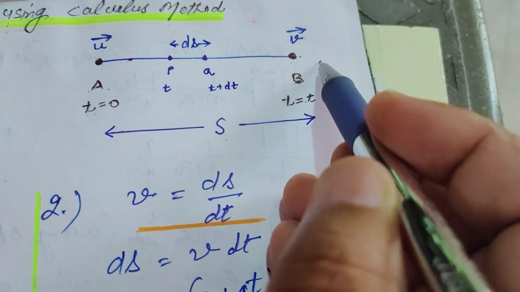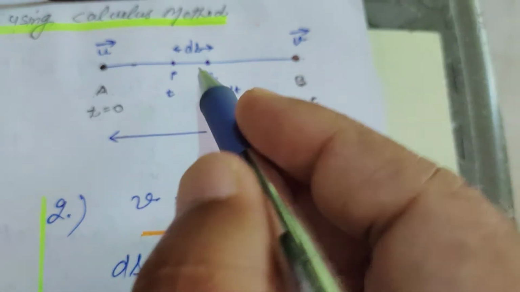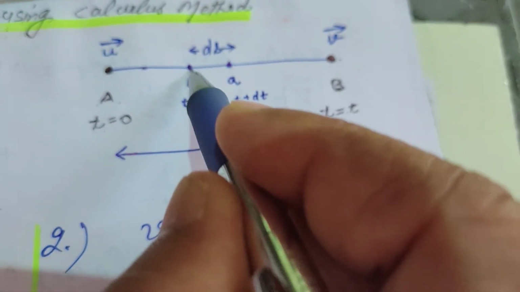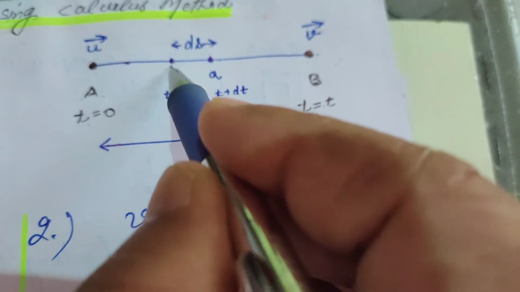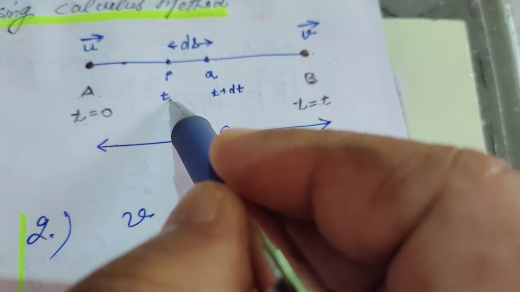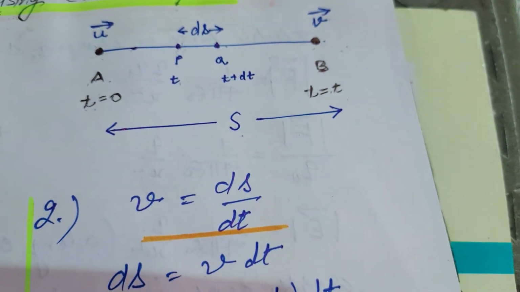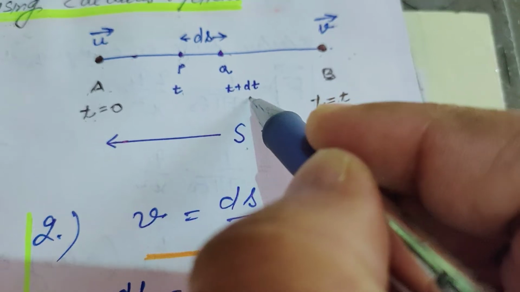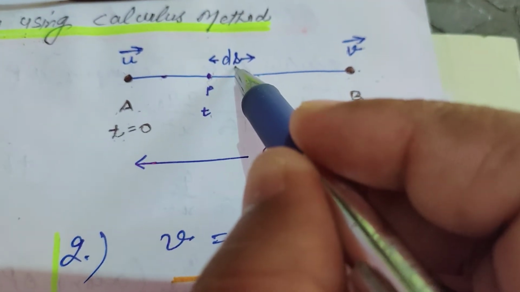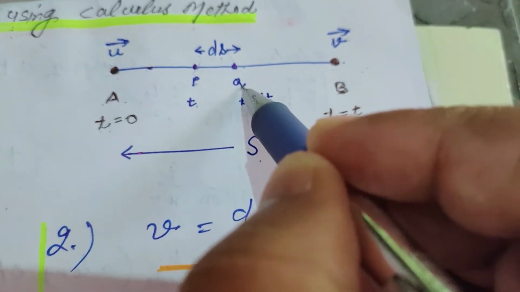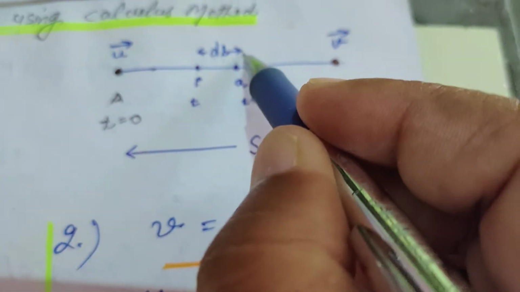To derive the equations of motion, I will not start from A to B. Let us suppose that I start from P to Q, such that at any time t the body is at point P, and after a very small time interval dt, the body is at point Q, and the distance covered is ds. So from P to Q, the time taken is dt and the distance is ds.